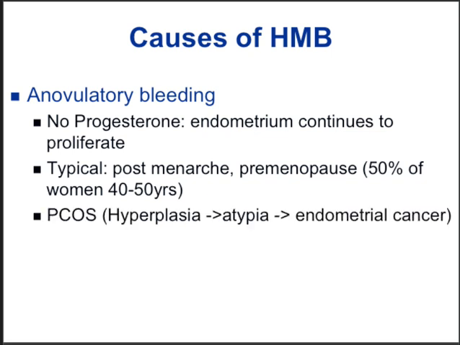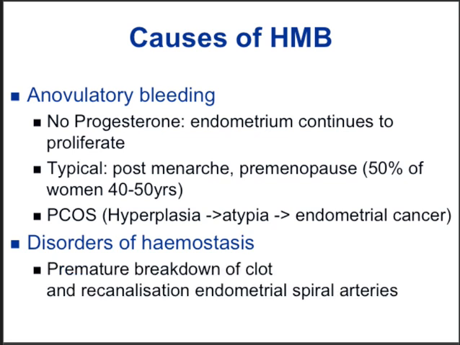Another condition well known is polycystic ovarian syndrome. If these women have anovulation for a longer time, that results in hyperplasia of the endometrium, which even can result in atypia of the endometrium, complex atypia, and that is in itself a precancerous condition. So important in PCOS women to keep that in our mind. If they have prolonged anovulation, the risk for endometrial cancer is looming.